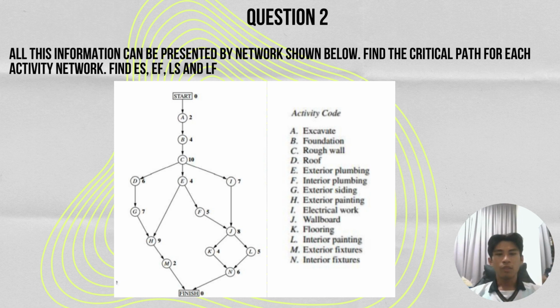Assalamualaikum, my name is Muhammad Faisal. This is question 2. The question is, all this information can be presented by the network shown below. So today we will find the critical path for each activity network.